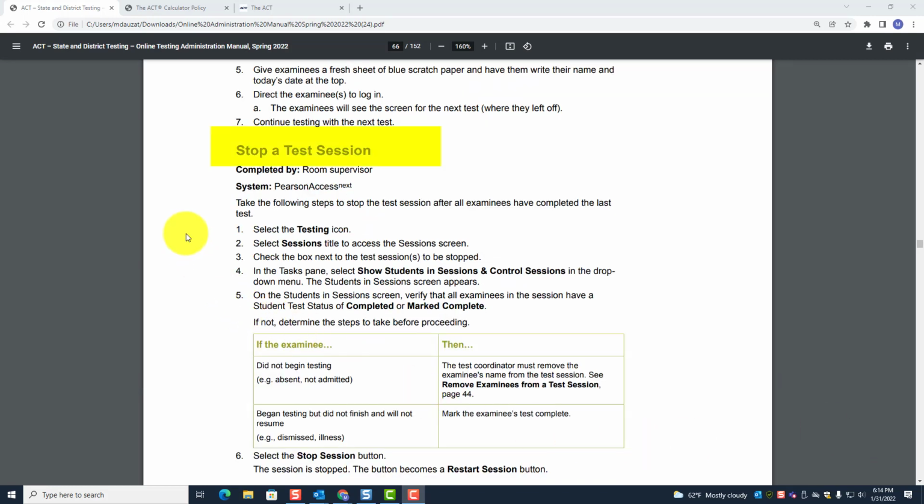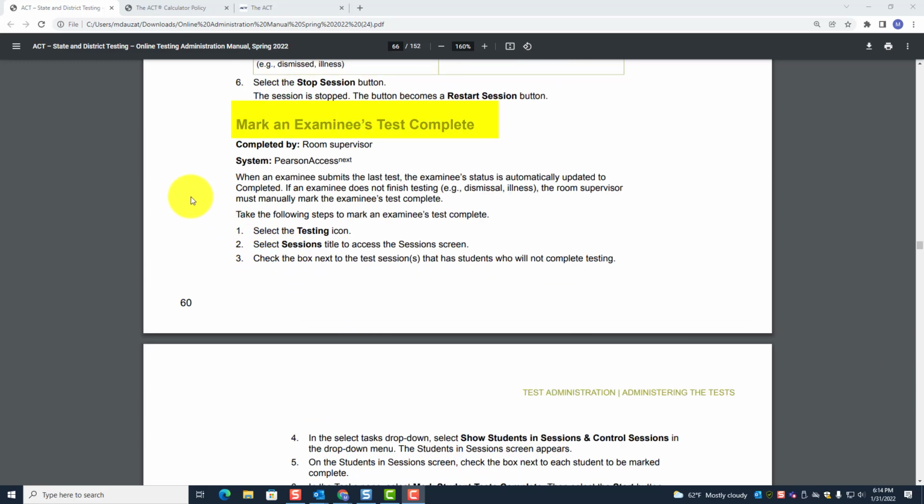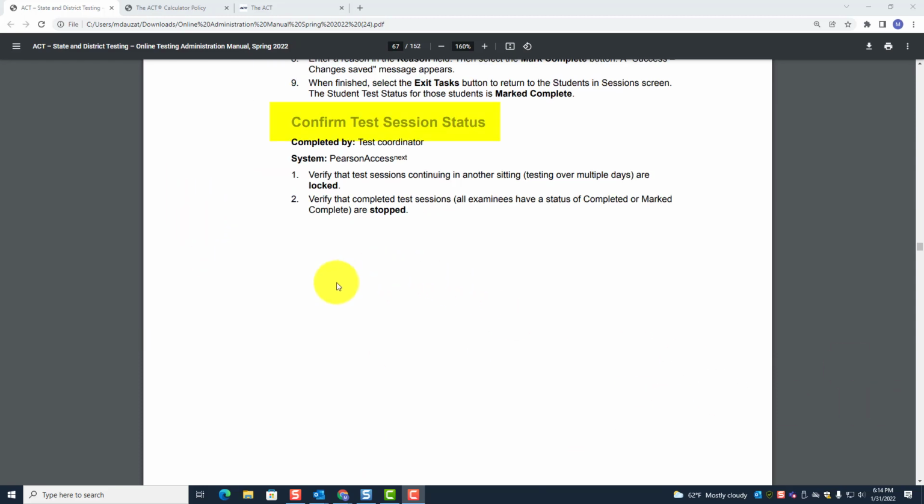On page 60, we discussed what it means to stop a test session. On page 60, we also discussed what it means to mark an examinee's test complete. And then finally, after all testing is done, you have to confirm test session status.